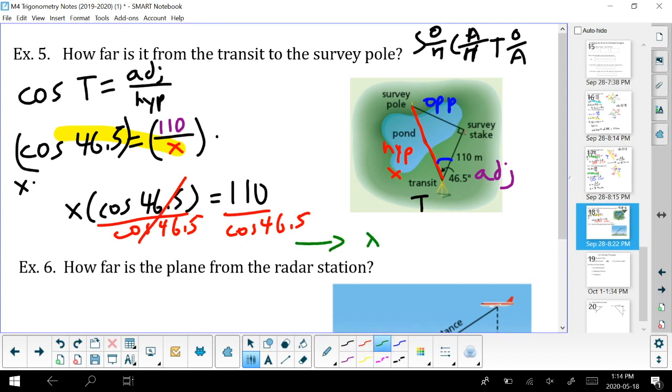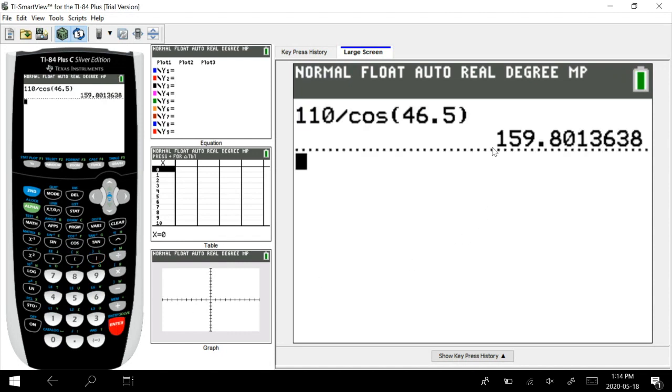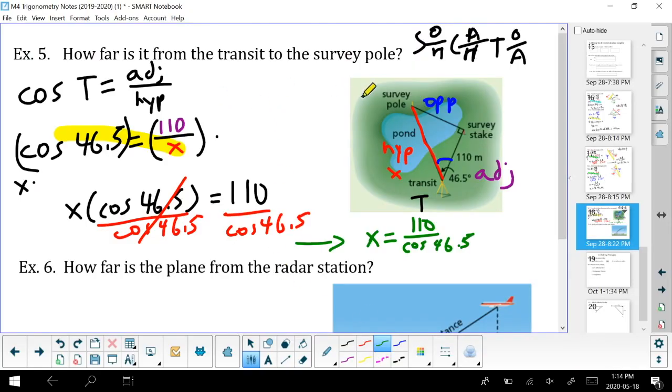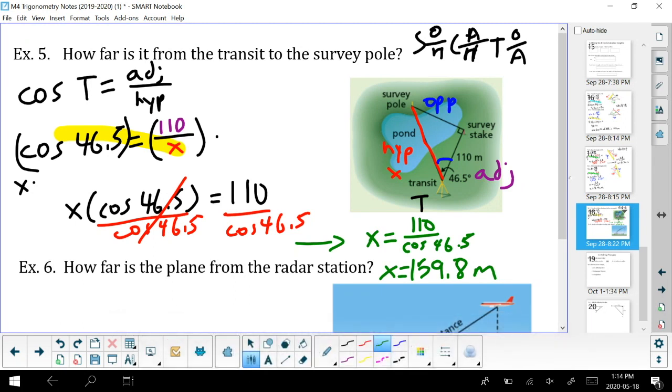Now finally, we're left with x is equal to 110 divided by the cosine of 46.5, and put that into the calculator. So we have 110 divided by the cosine of 46.5, and we end up with 159.8. So because it doesn't ask us to round to a certain decimal place, let's just round to the nearest tenth. X is equal to 159.8, and this is going to be in meters.